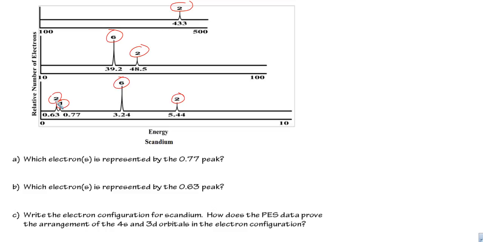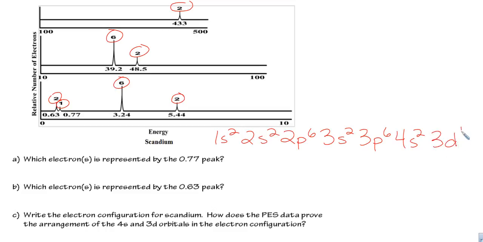And again, let's look at the electron configuration of scandium. 21, I can handle that. That's not too bad. 1s2, 2s2, 2p6, 3s2, 3p6. Ooh, now this is a fun one. 4s2, and then when I hit scandium, it's the 3d1. Oh, good one. I like this.